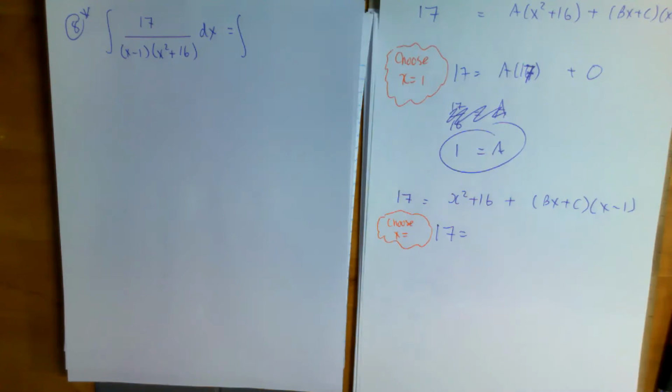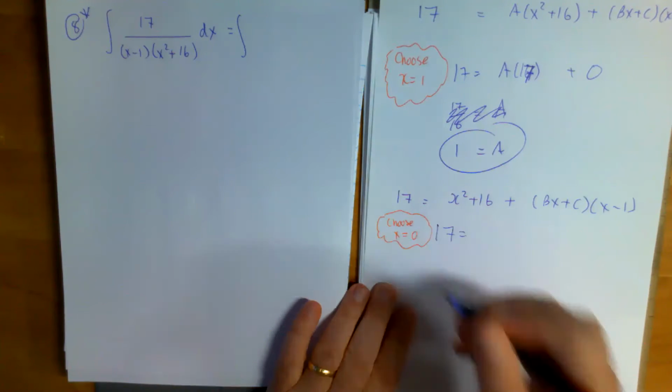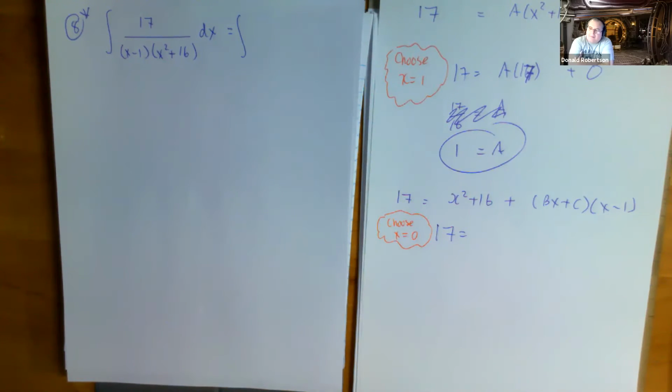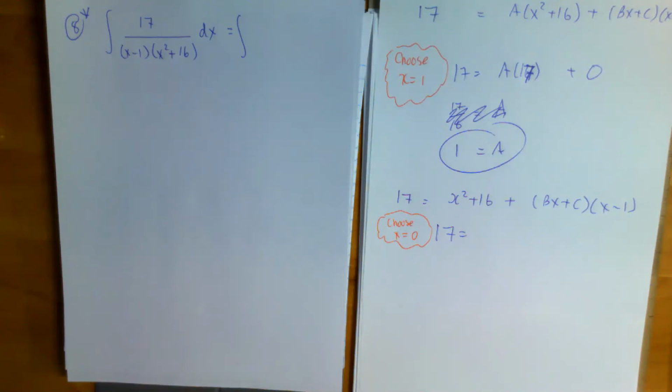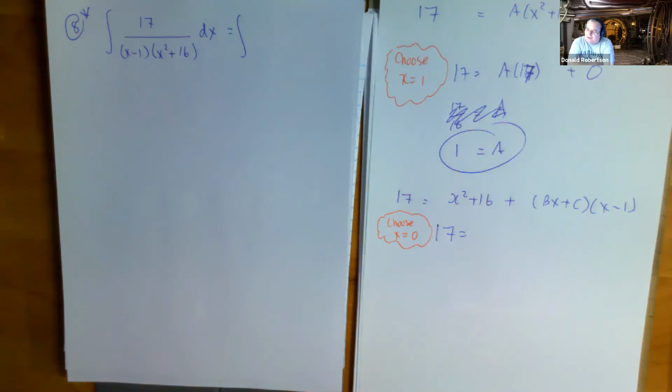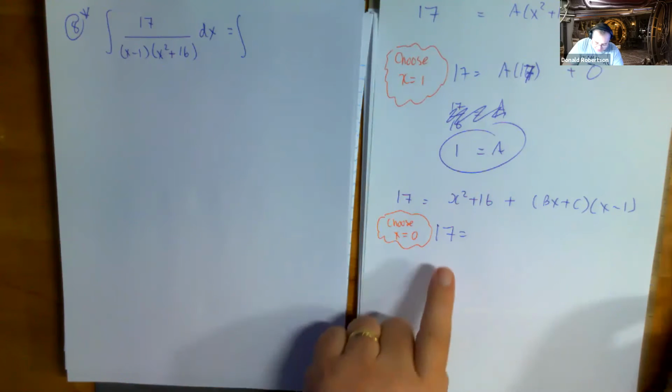X equals 0. Correct? Why? Because it cancels out the bx. And that means I only need to have a C, right? Yep. Our goal is to only leave one letter behind each time we choose an x. Right. So 0 does the job.